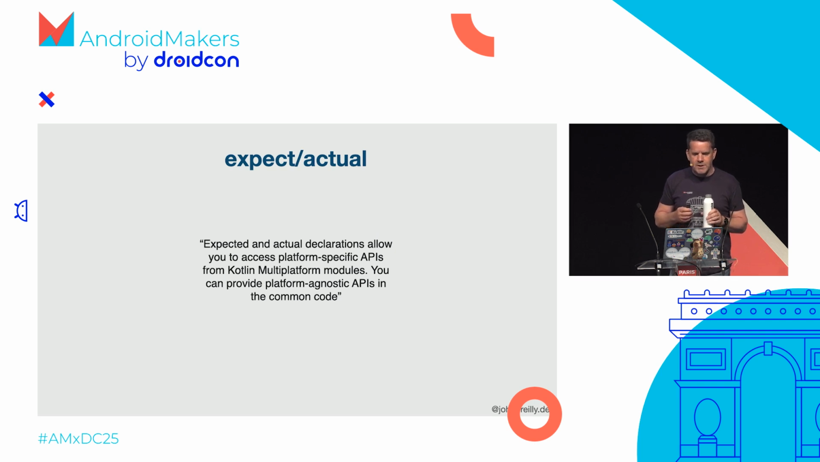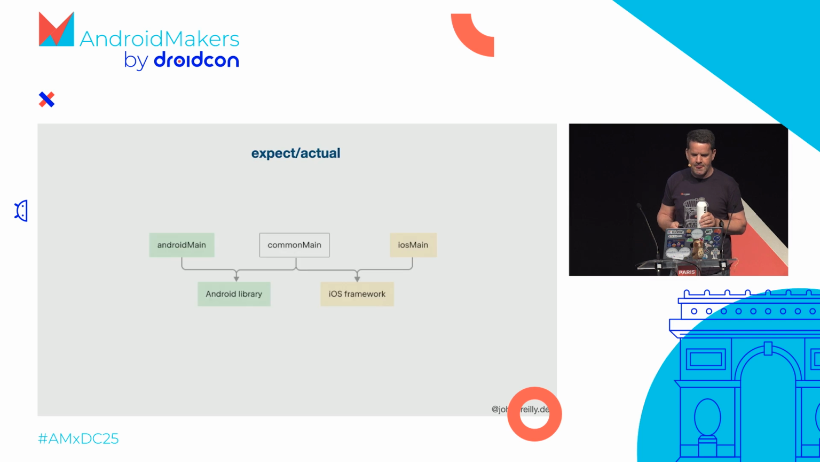In most KMP projects, we'll need to access platform-specific capabilities, and a key component for allowing that is the expect/actual mechanism. We can expect a particular API to be available in common platform-agnostic code, and then provide the necessary platform-specific implementation of that. We manage that through various source sets in our KMP modules, with common main for our platform-agnostic code, and then platform-specific source sets for each platform.